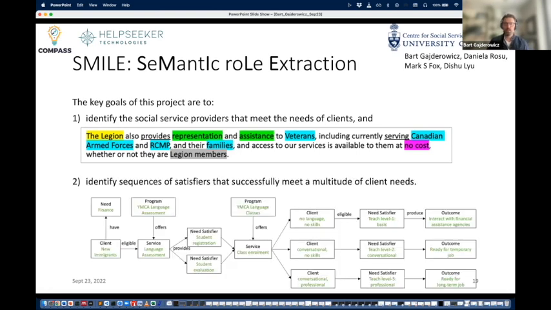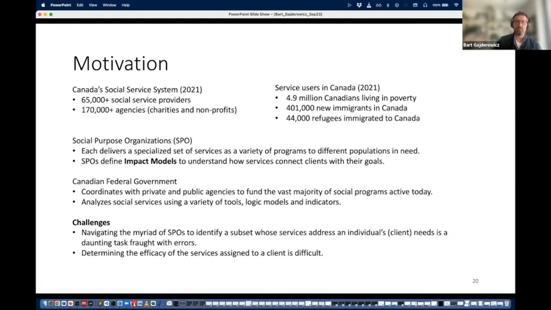The second goal is to identify sequences of these kinds of satisfiers, or these different services, and understand how to move from one component, from one service to another, and how a client can actually move between these services to meet their goals, meet their objectives. Okay, so what's the motivation for this work?